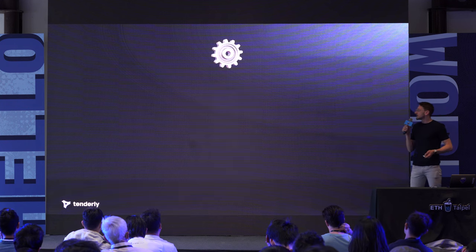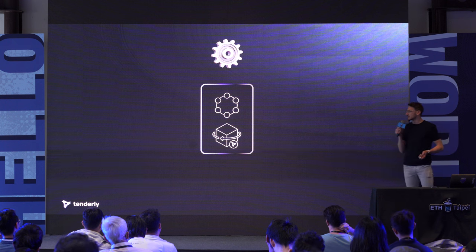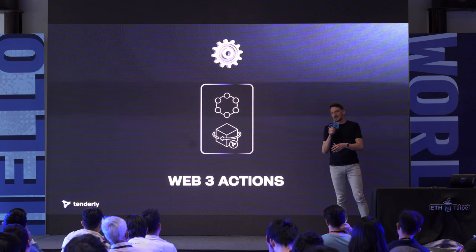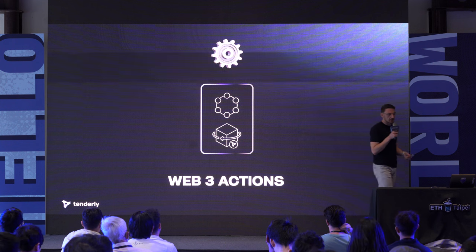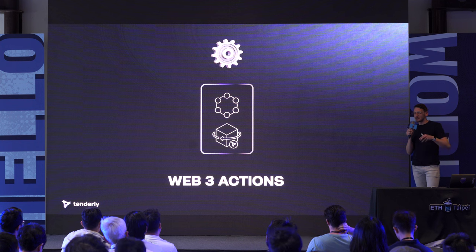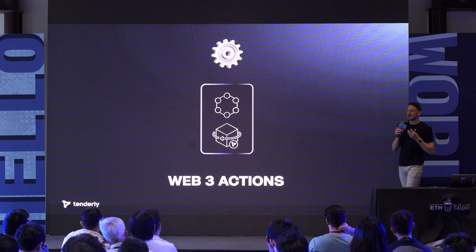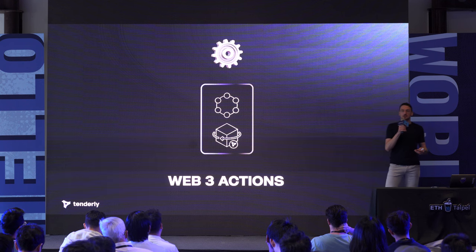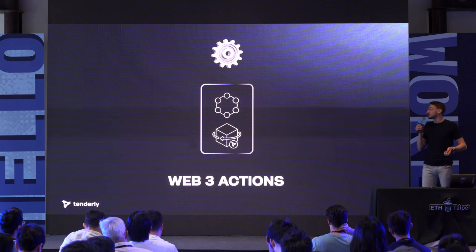Now, for automations, the Web3 actions are there. Web3 actions listen to whatever's happening to your contracts, and they execute a little piece of JavaScript in response to those events. So you can pull in some data from the network, bundle it together, aggregate it, make it humanly readable, and send that information to somebody, to your community even.